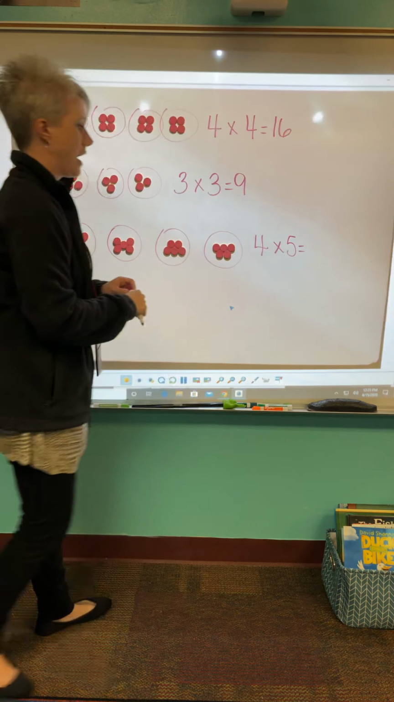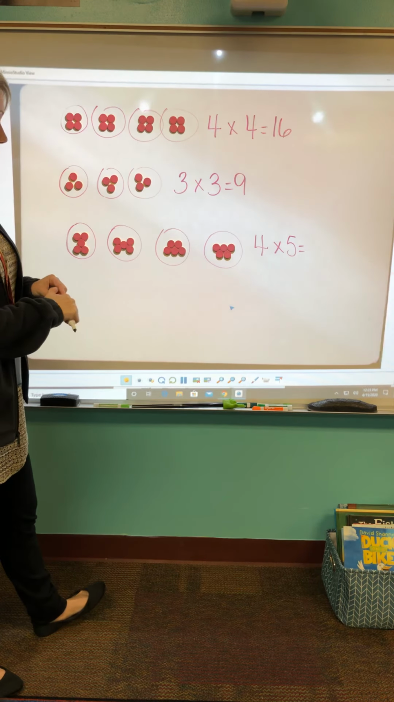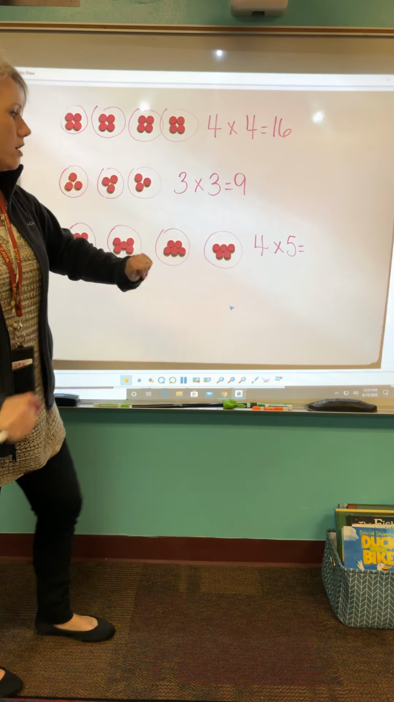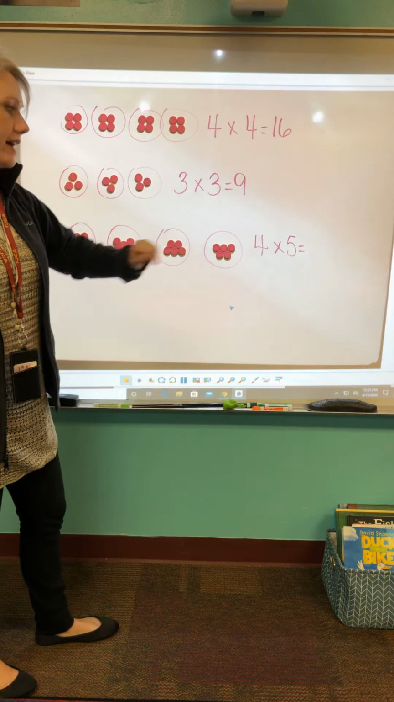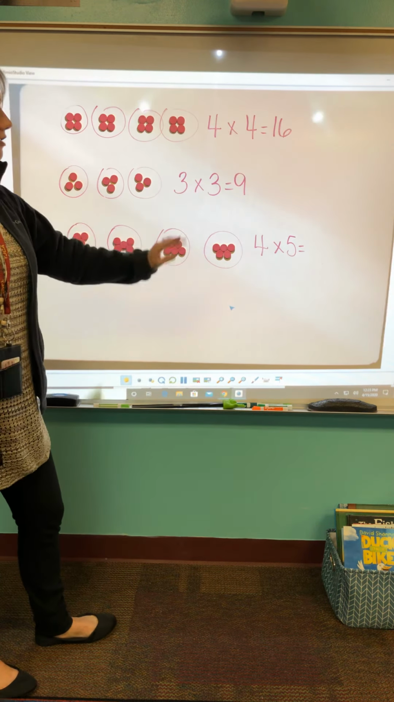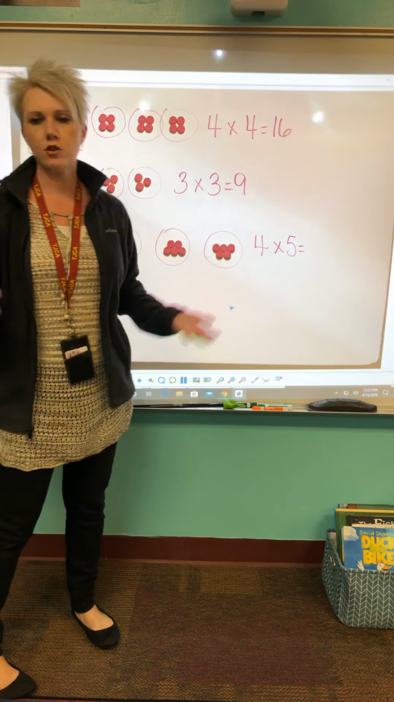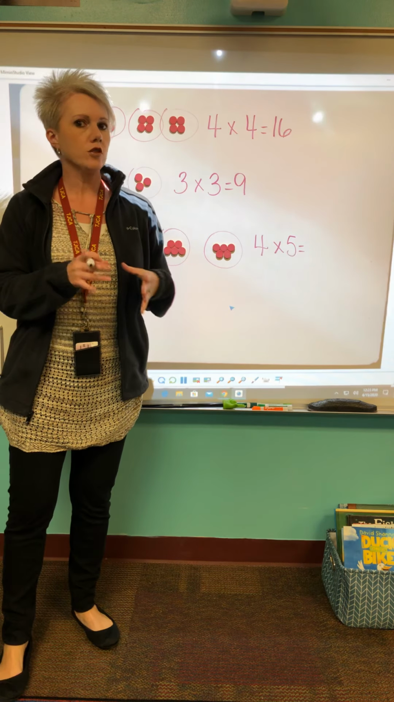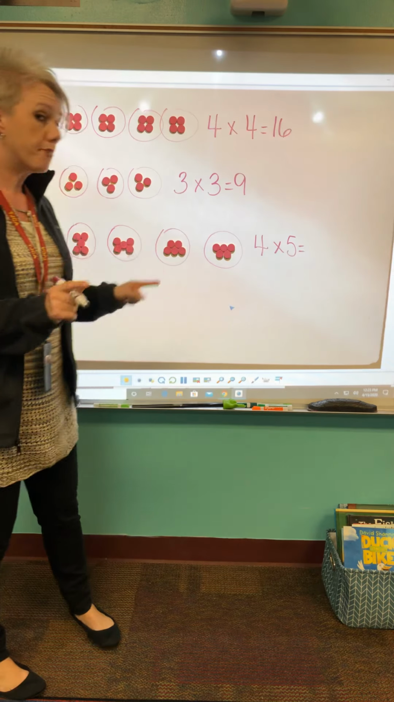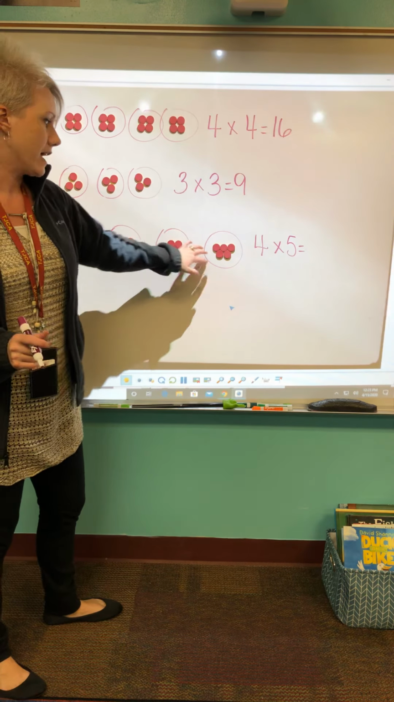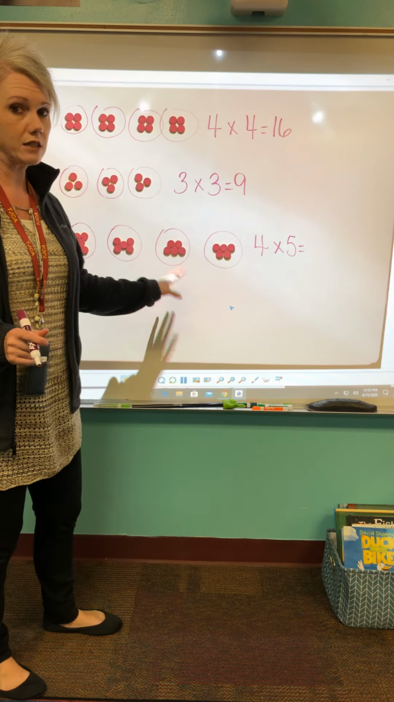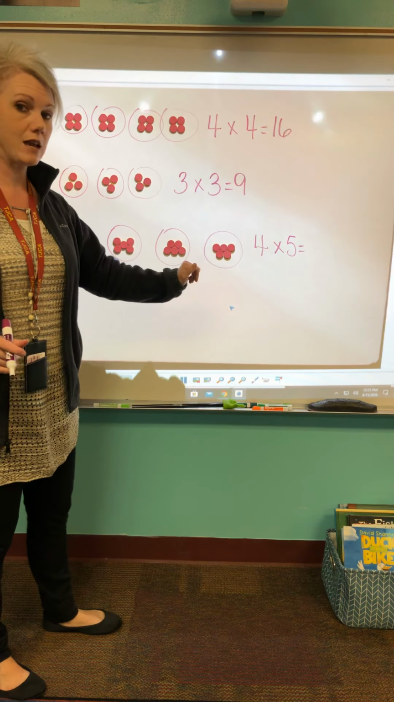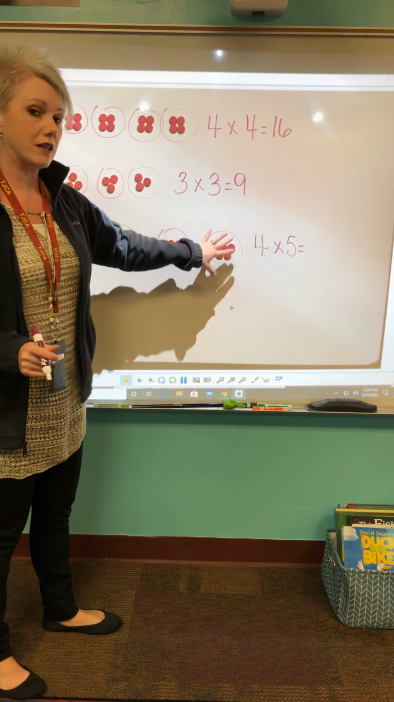All right, I have 4 groups. 4 groups of 5. Each group has 5 in it. Now, I made them look a little different on purpose because sometimes on your worksheets, all of your groups won't look exactly the same, but they should still have the same number in each group, okay? Remember, it's still just repeated addition, so each group should have the exact same number of objects inside the group.